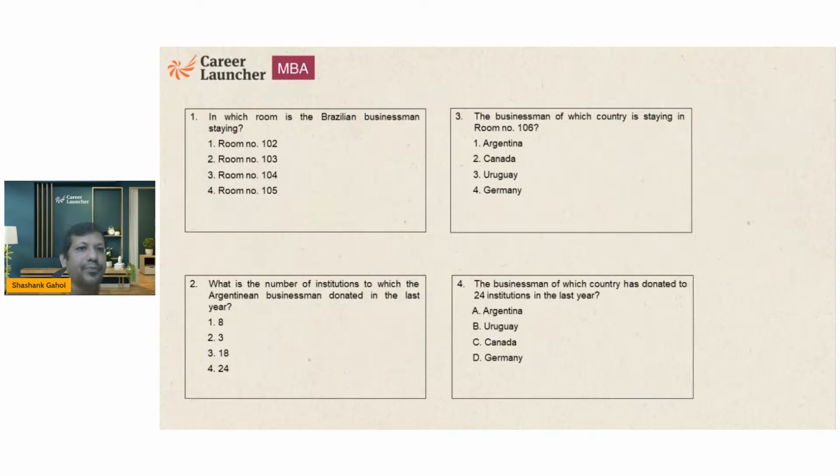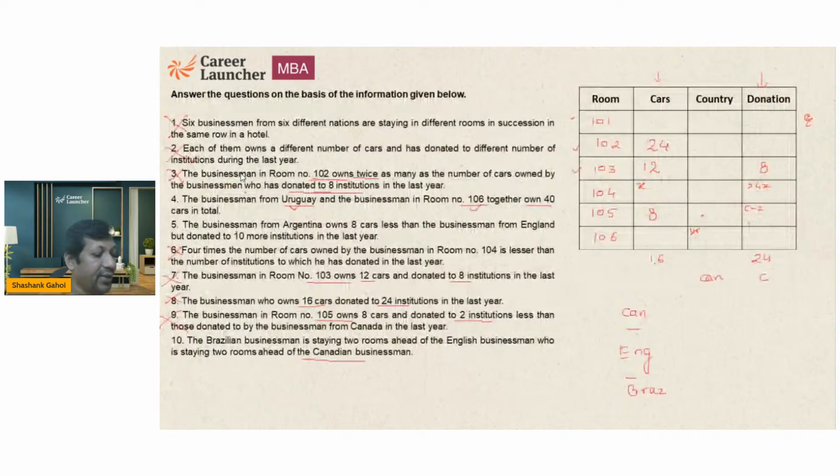I am going to read question number 1, and it says, in which room is the Brazilian businessman staying? So definitely this can't be 106, so I am directly going to eliminate that option itself. So my answer is definitely going to be 105. I already got my first answer. And this is going to be Brazil. This is going to be England. And this is going to be Canada.